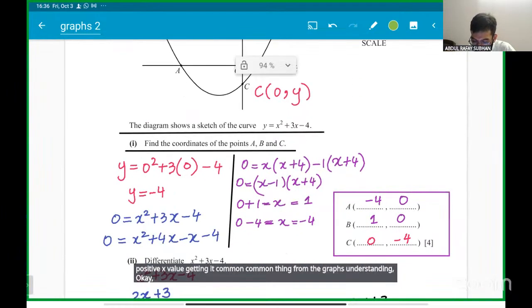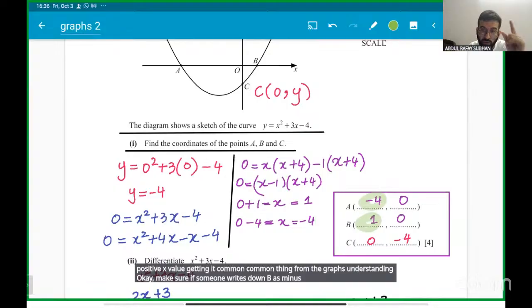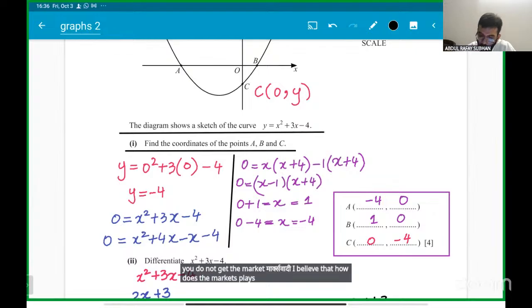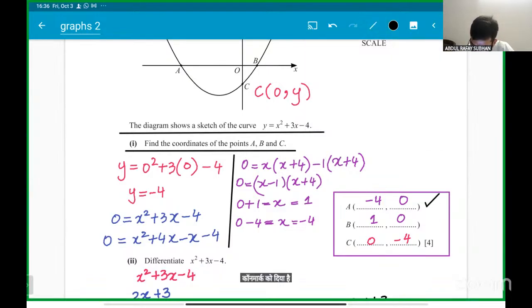Make sure if someone writes down B as -4 and A as 1, it's wrong, okay? You don't get the mark. Complete marks to deduct नहीं होंगे, but some marks will be deducted. क्योंकि तीनों के definitely 1-1. How does the mark split work here? One mark for the x, one mark for this coordinate, one mark for this, one mark for this, and one mark for the working as well.